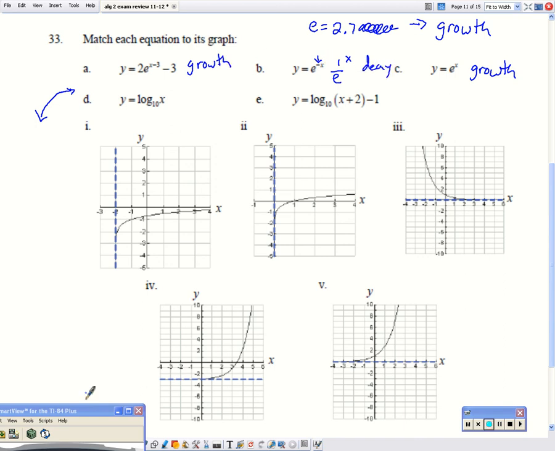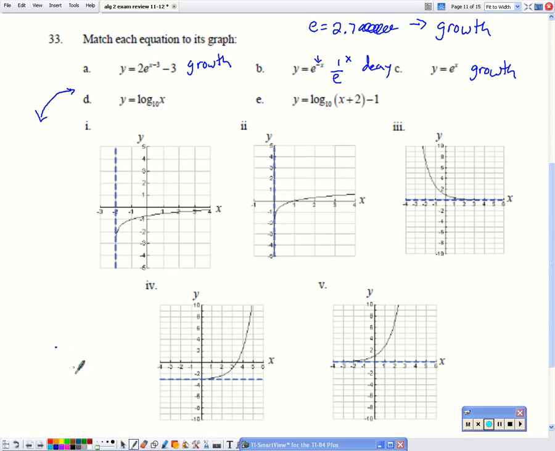Now when I've done a little investigating, let's switch colors. Let's start matching. So b is decay. There's only one decay function here, and that's 3. So I know that b has to match with 3. Cross that off. I have 2 growth functions, 4 and 5.